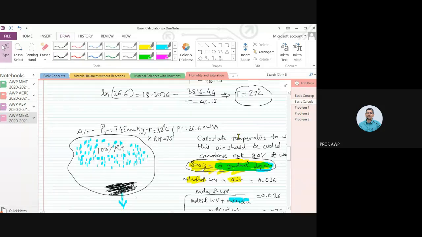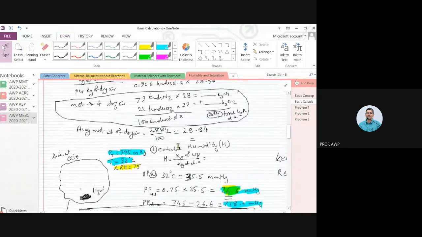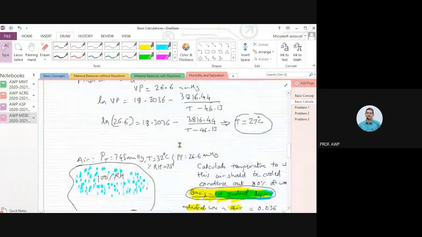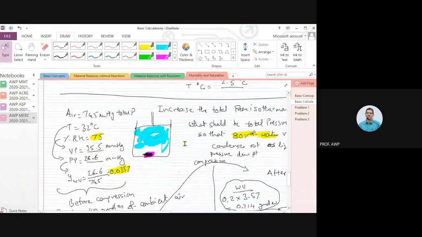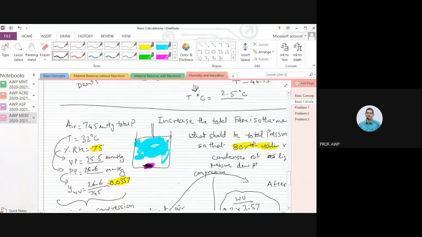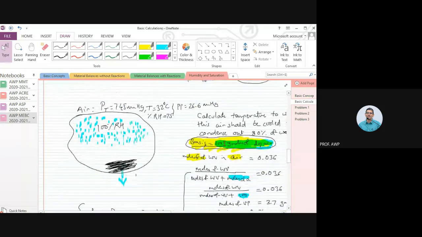Look at the previous problems that we did. We wanted to condense out from this air. We cooled and we condensed out some amount of water, let's say 80% water, in this problem we did last week. Here also we condensed out 80% of the water last week. If you don't recall, then please revise, go through the recording and see the concepts once again.